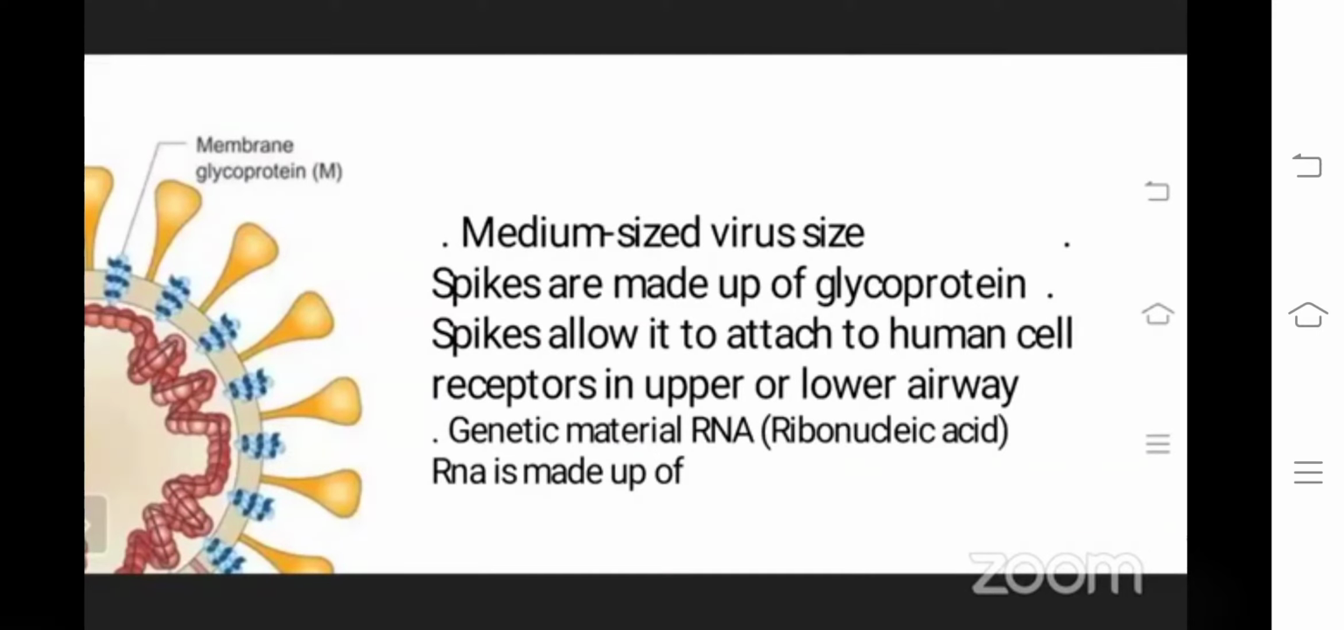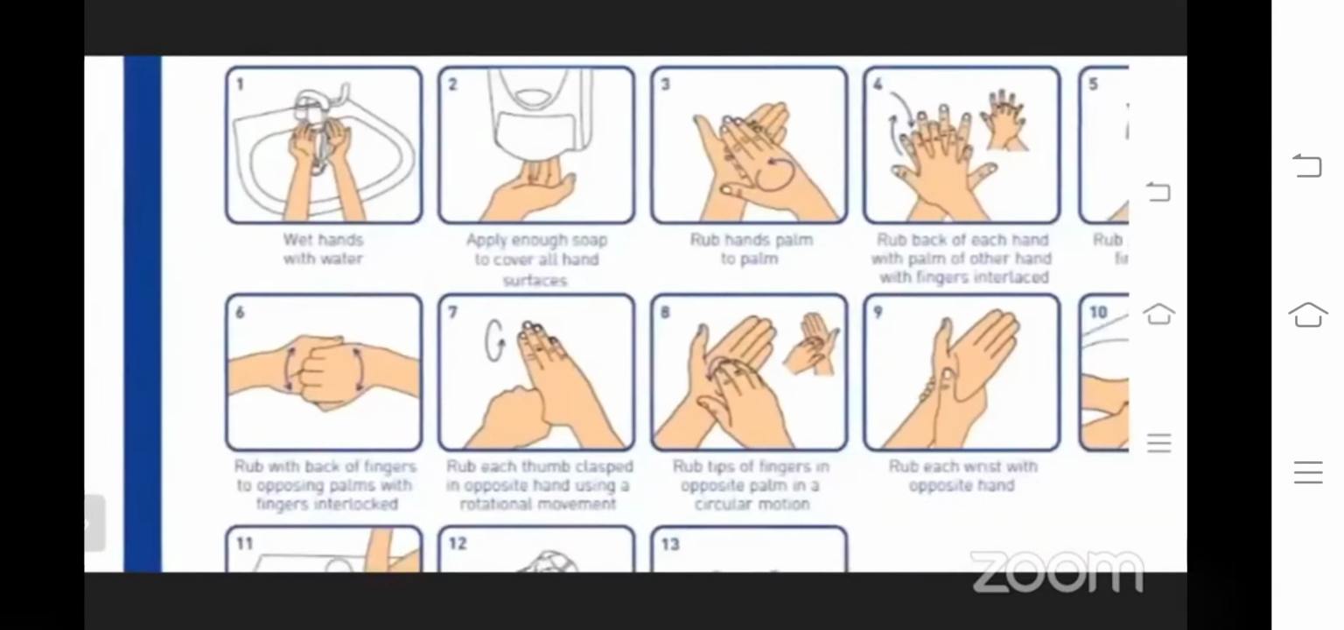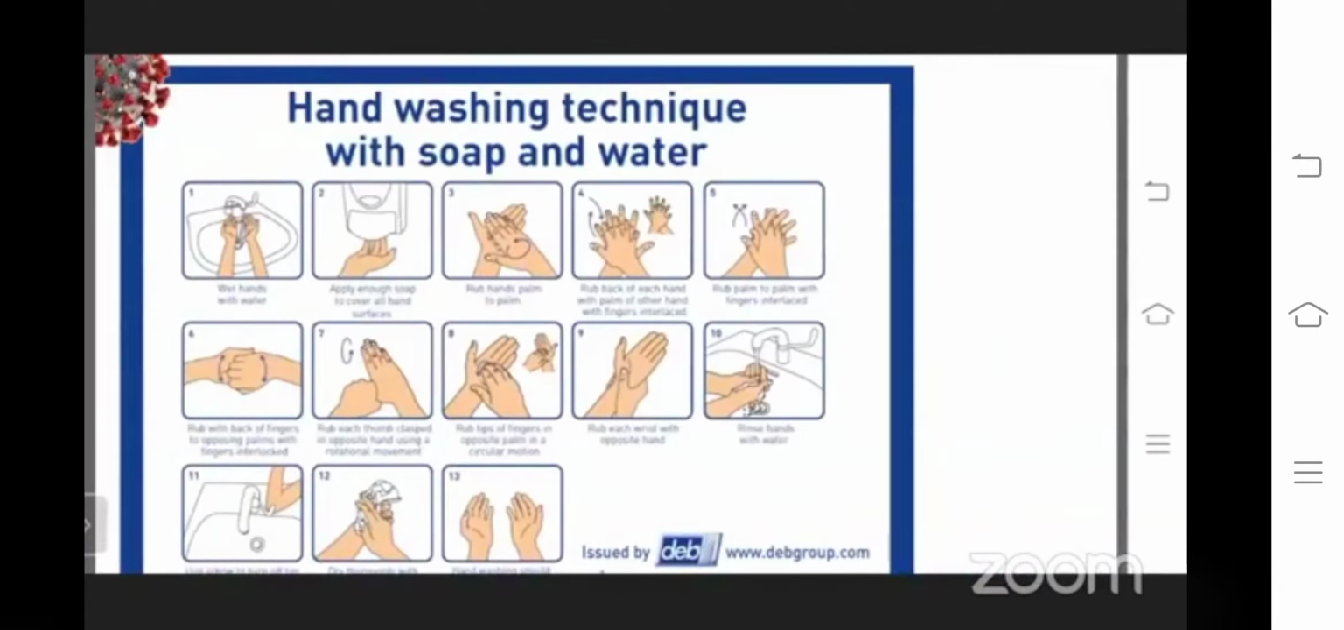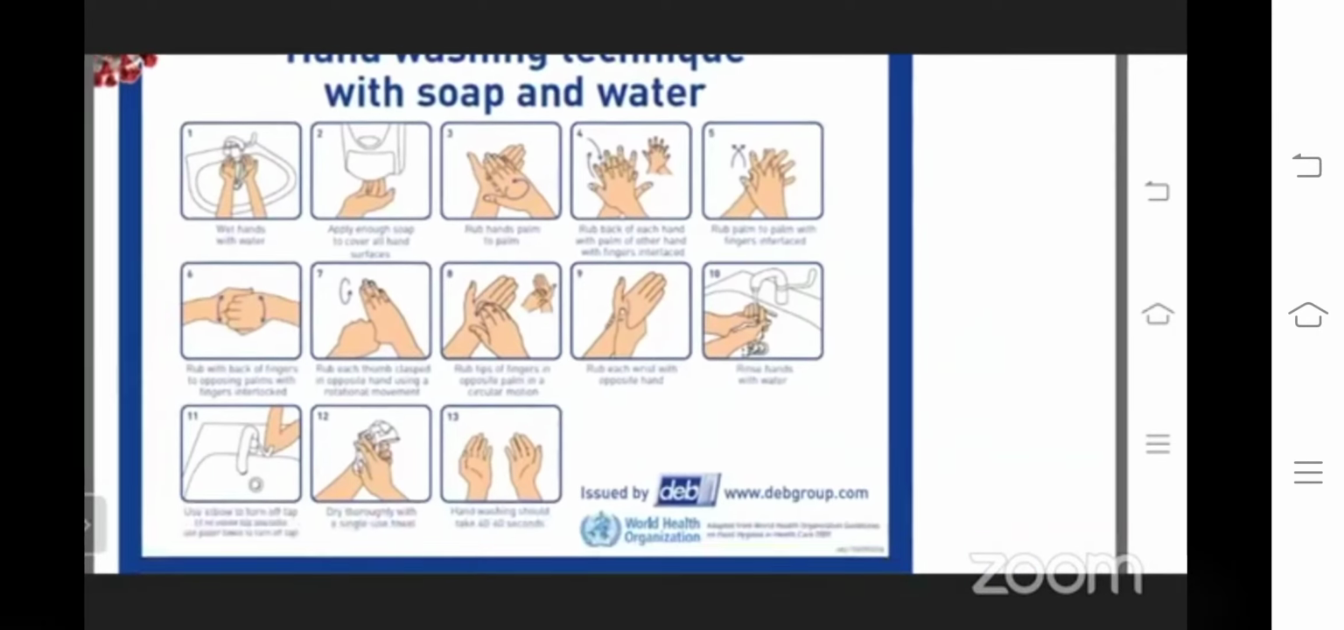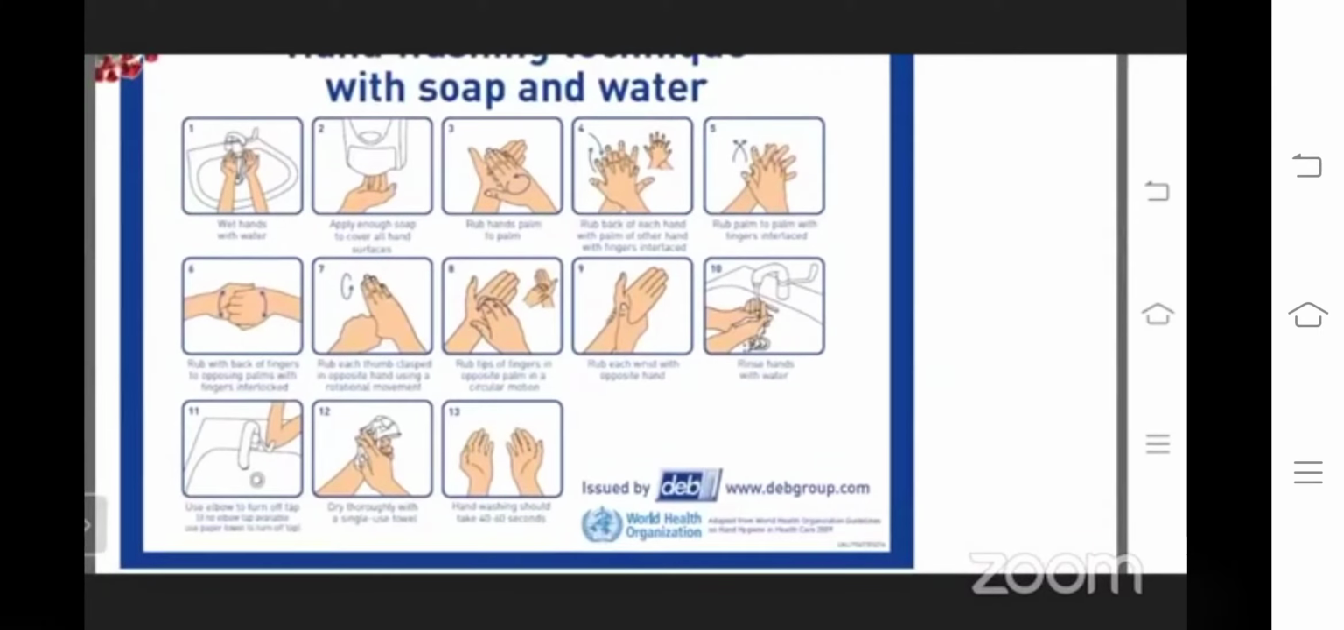Spikes are made up of glycoprotein. Spikes allow it to attach to human cells or any host body cells. And the genetic material of this virus is RNA, whose full form is ribonucleic acid. Then the methods for washing hands with soap. Here, as you can see, it is issued by WHO, the World Health Organization.